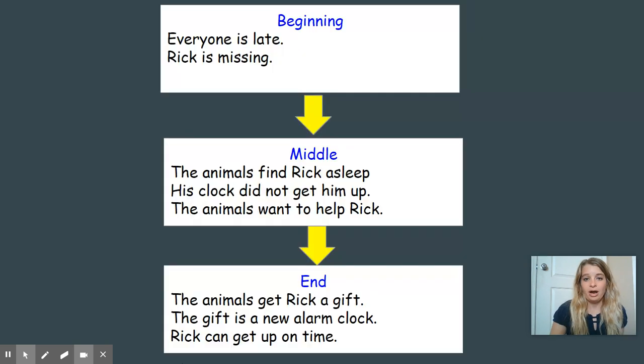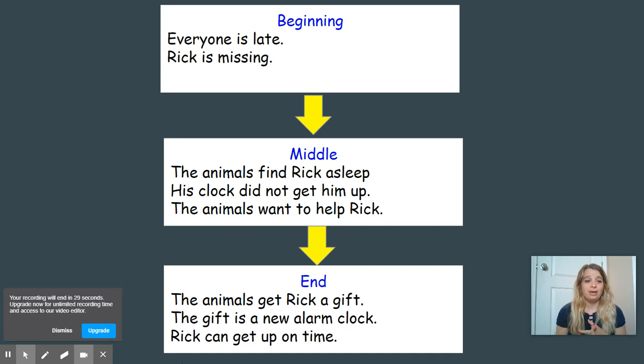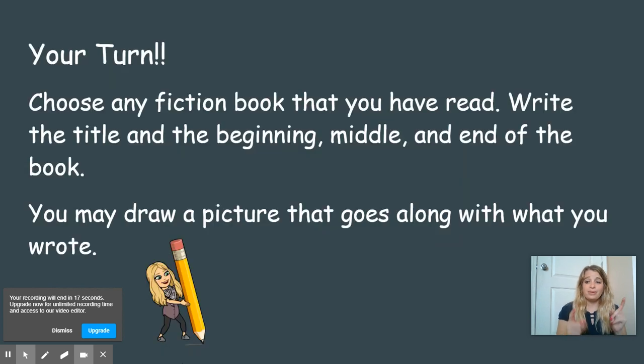Great job. All right, let's review what happened in the beginning of the story. Everyone is late and Rick is missing. What happened in the middle? The animals find Rick asleep and his clock did not get him up, and the animals want to help Rick. And what happened in the end? The animals get Rick a gift, and the gift is a new alarm clock, and Rick can get up on time.